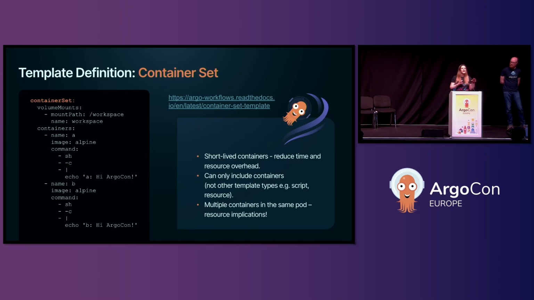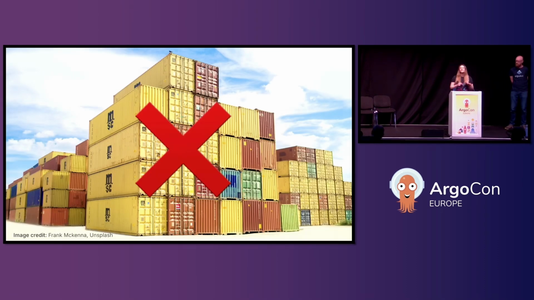As we mentioned, because you can set out dependencies, you also have control over ordering. Be aware, as their name implies, these can only use container templates within them, not script, resource, etc. And using multiple containers in the same pod has resource and scheduling implications, especially if those containers are larger. So we would recommend looking at the guidance on understanding and setting resource requests for these templates in the Argo Workflows docs linked here.